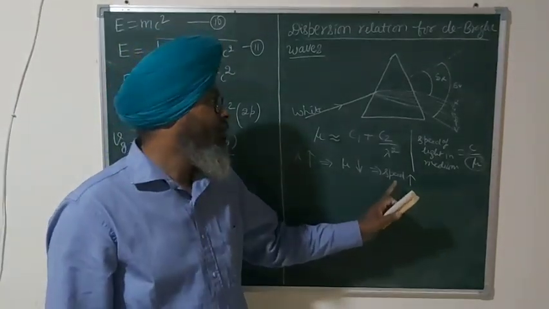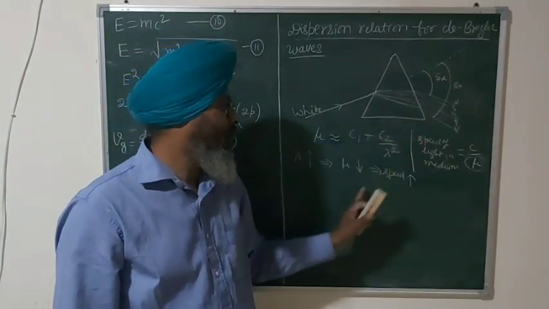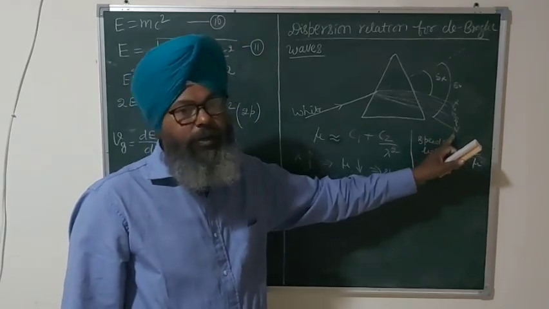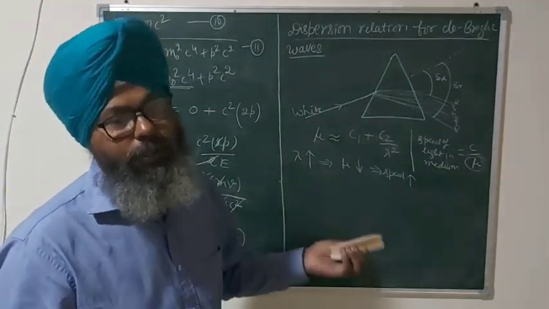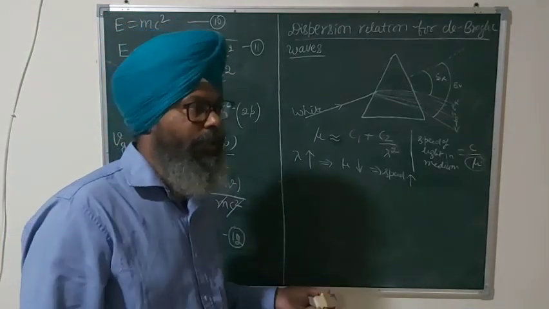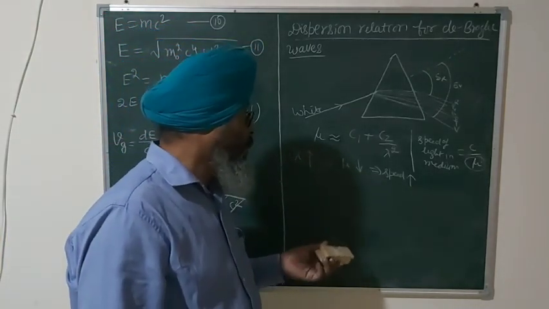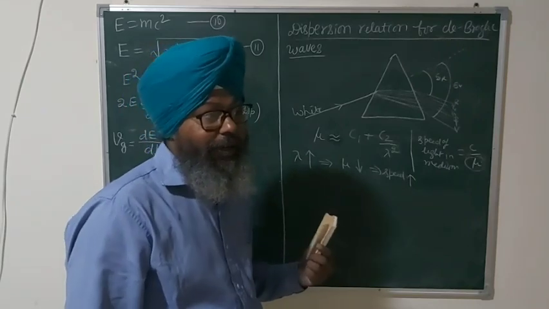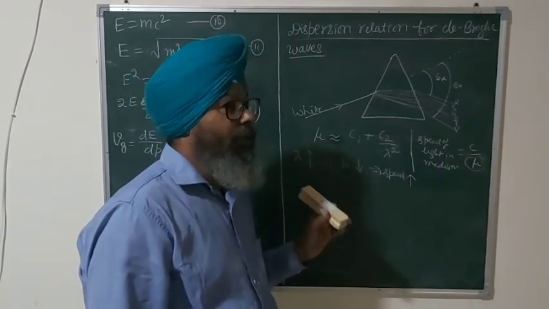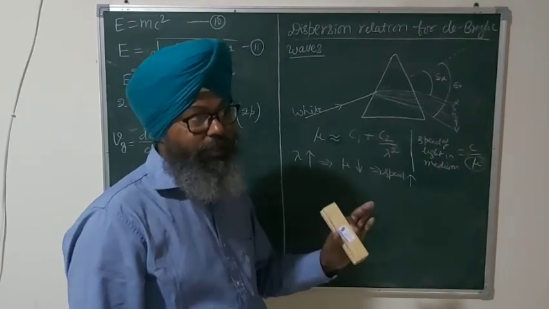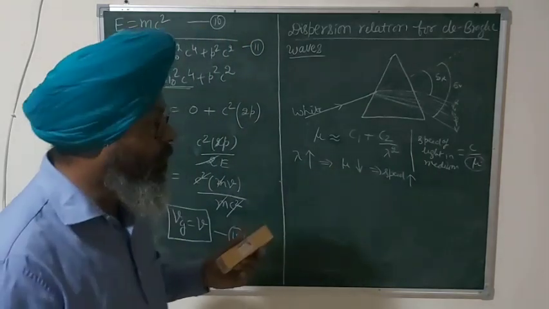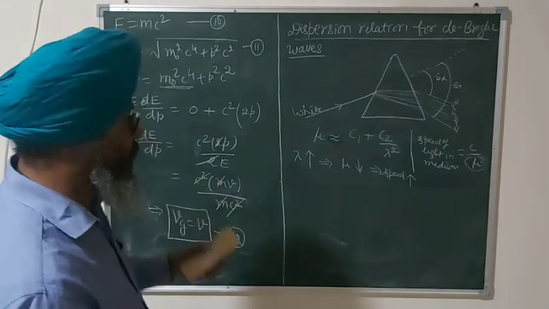It means since higher wavelength is of red color and lower wavelength is of violet color, in vacuum all colors of light travel with the same speed, that is the speed of light, 3 into 10 raised to the power 8 meter per second. However, as soon as this white light enters any medium, the speed of light in the red region will increase as compared to the speed of light in the violet region.